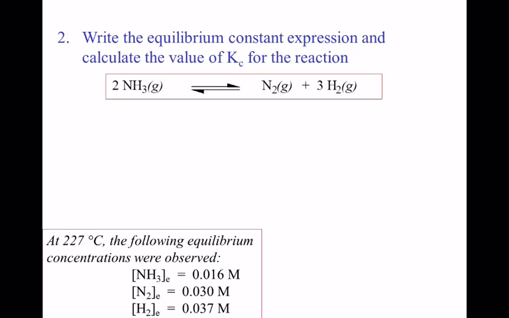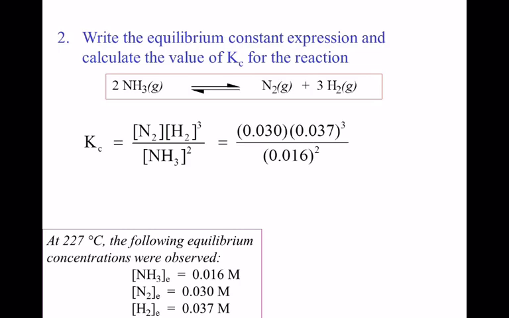Okay, so if we reverse it, now we have a new equilibrium constant expression. Kc now is equal to, now what were reactants are products, and what were products are reactants. So we're going to go ahead and take those, plug them in again. So that's equal to 0.030 times 0.037 raised to the third power divided by 0.016 raised to the second power.